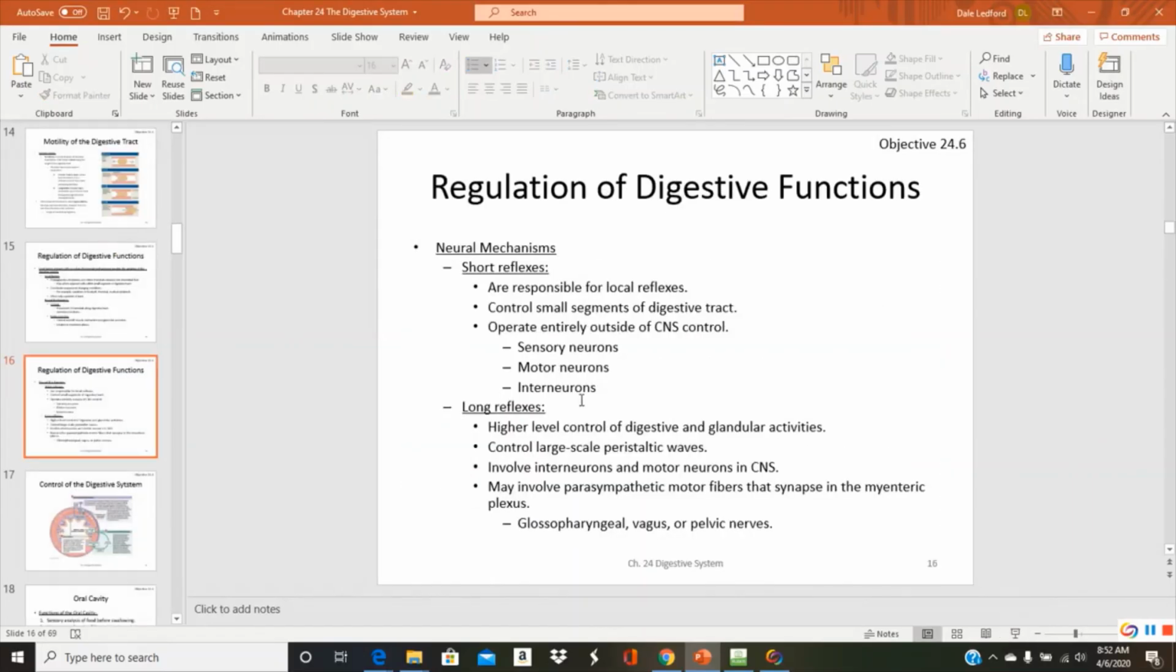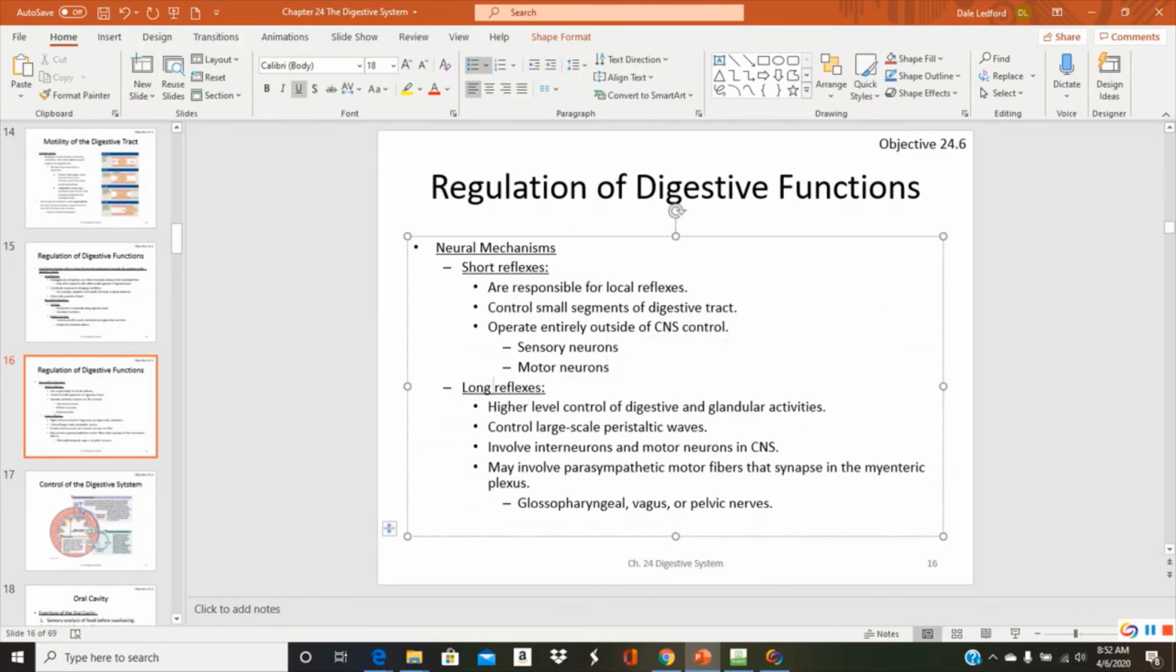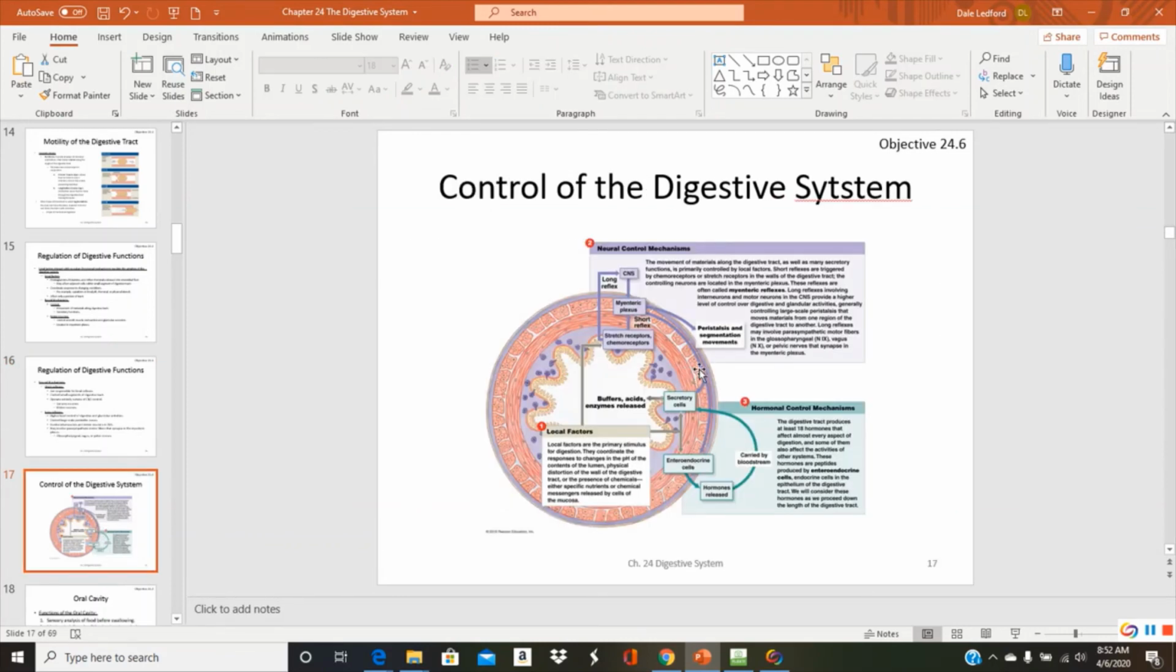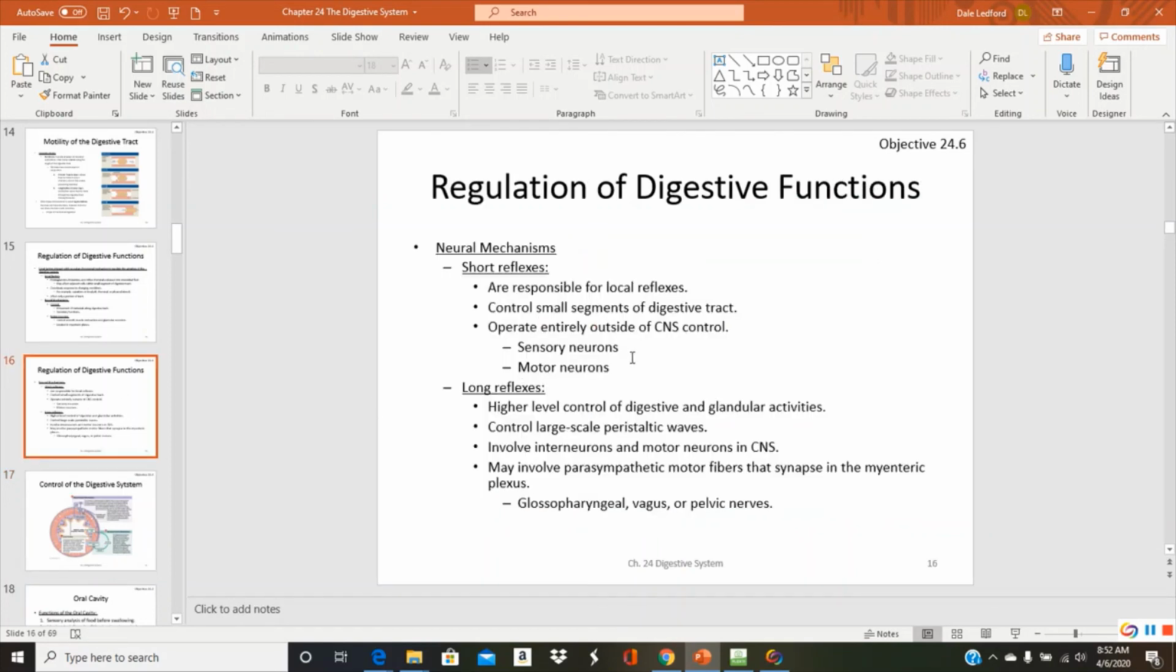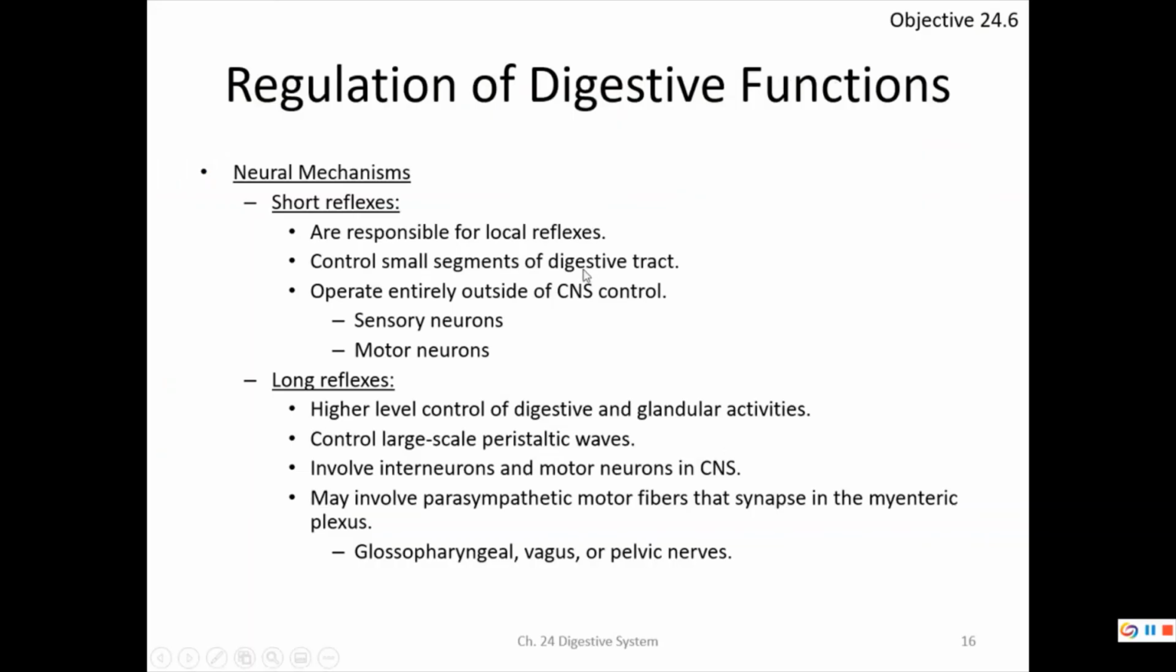And this is why I don't think this needs to be there, because if you really look at it with a neural mechanism, your interneurons are located in the CNS, so there should not actually be an interneuron there. So I apologize. Interneurons are CNS neurons. So long reflexes have a CNS component. They usually involve glossopharyngeal, vagus, and pelvic nerves controlling large-scale movement across the entire tract. So much higher level control, for example, peristalsis, things like that.